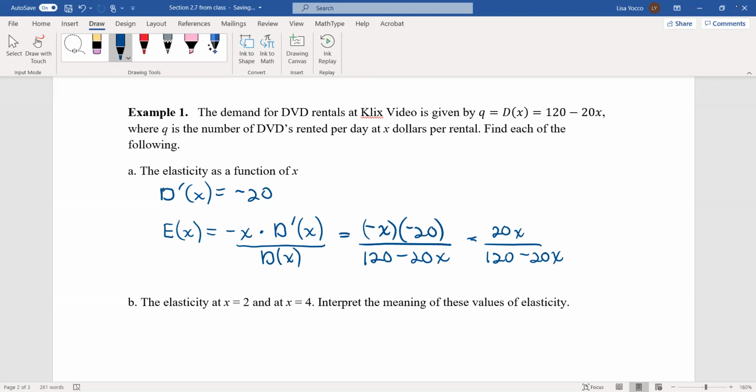So next we're going to evaluate this at some values of x, but why don't we go ahead and simplify this? We could factor out a 20 from the denominator and then cancel out the 20. That'll make our calculations a little bit easier.